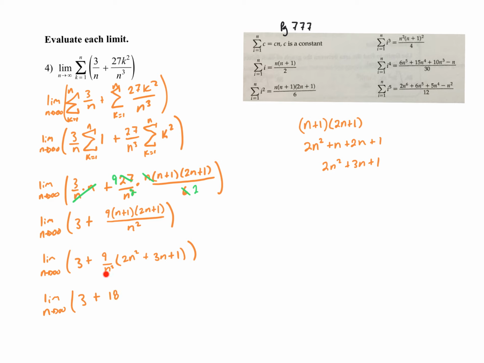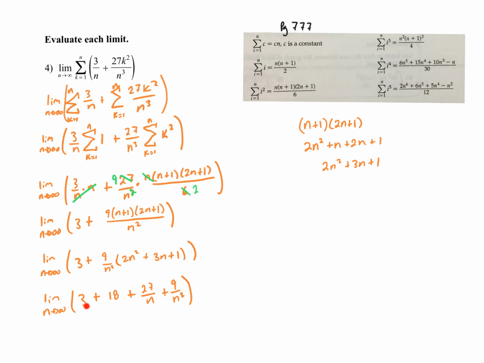because the n squared over n squared will reduce, so it's just 2 times 9, 18, plus 3 times 9, which is 27, over n, because one of the n's would reduce, and then plus 9 over n squared.